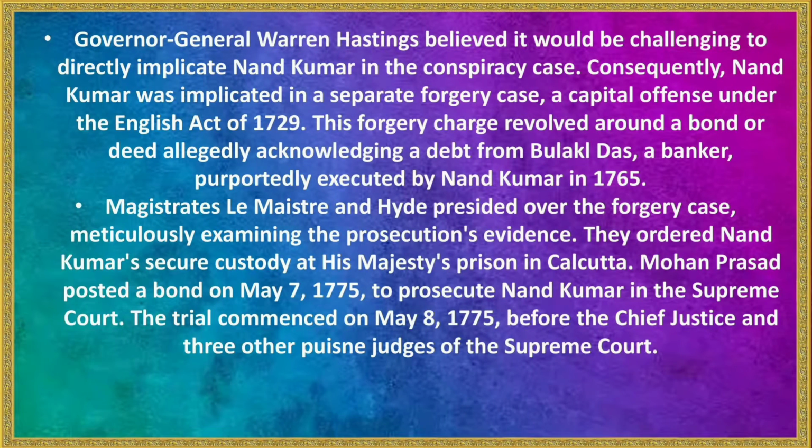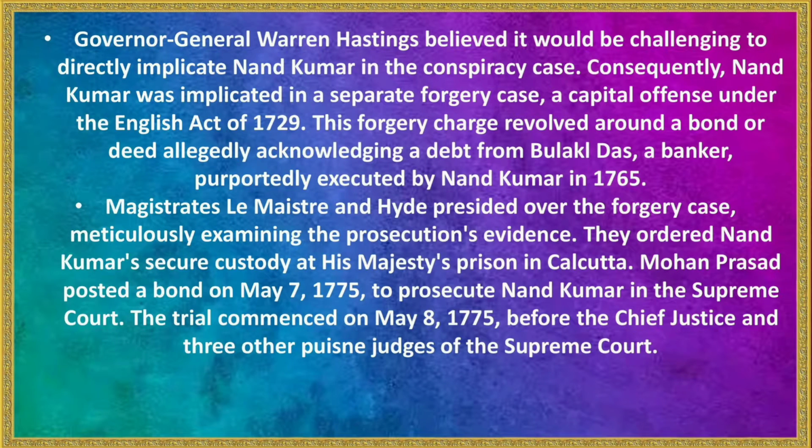Governor-General Warren Hastings believed it would be challenging to directly implicate Nandkumar in the conspiracy case. Consequently, Nandkumar was implicated in a separate forgery case, a capital offence under the English Act of 1729. This forgery charge revolved around a bond or deed allegedly acknowledging a debt from Bulal Das, a banker, purportedly executed by Nandkumar in 1765. Magistrates Le Mastre and Hyde presided over the forgery case, meticulously examining the prosecution's evidence. They ordered Nandkumar's secure custody at His Majesty's prison in Calcutta.